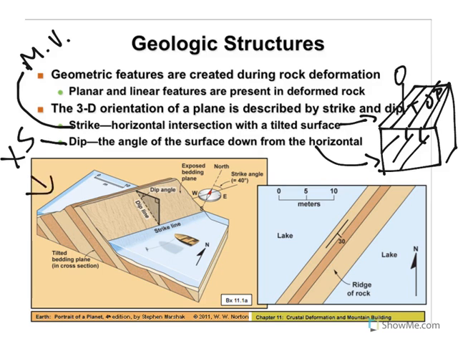So if we were to look at this diagram here, my strike is the way that the bed is running. So my strike would be this direction here, right? My bed is running in that direction. And then dip is this physical angle. Now most of the time we're going to use a symbol to represent strike and dip, and that's this symbol right here. So let me clear some of this out here.